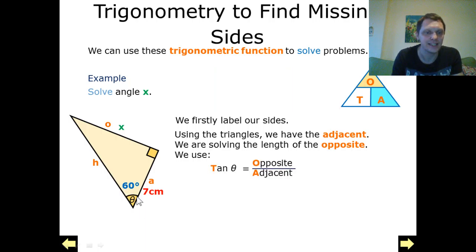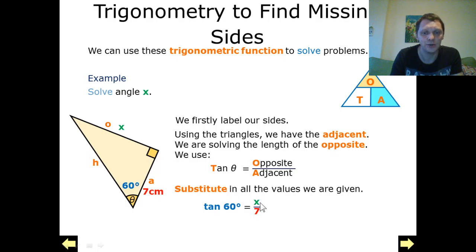Tan theta or tan angle equals opposite divided by adjacent. Substituting my values, so tan 60 equals x over 7. So rearranging this, I've got 7 times tan 60, which means that x, once I type this into my calculator, x equals 12.12 centimeters to 2 decimal places.